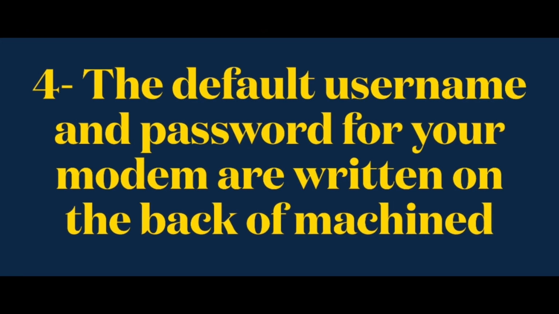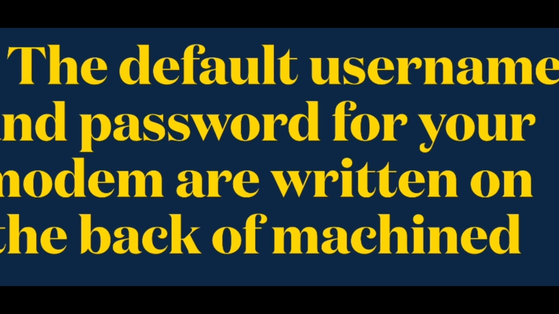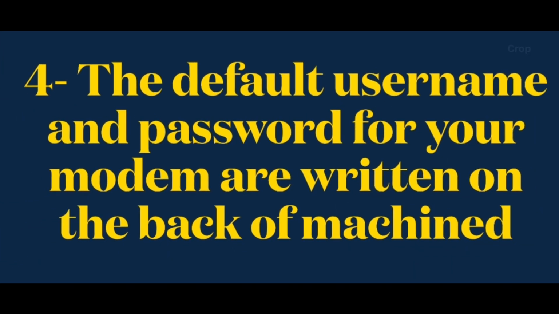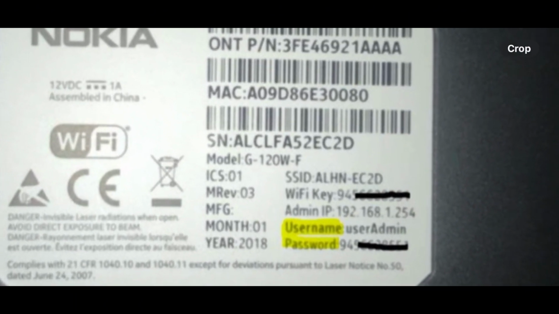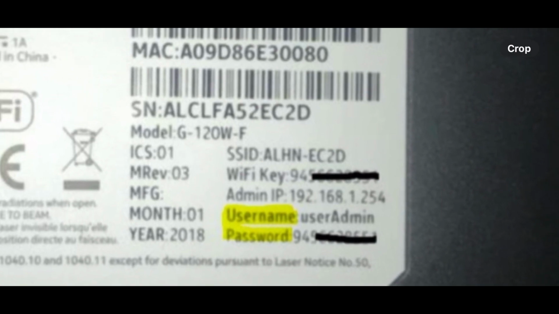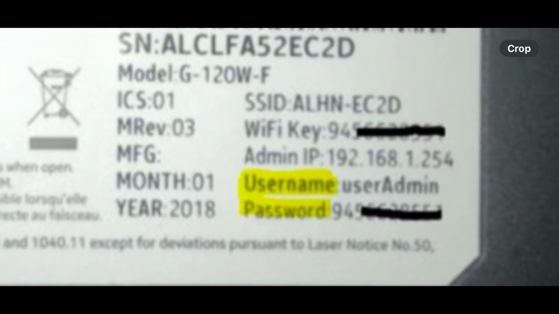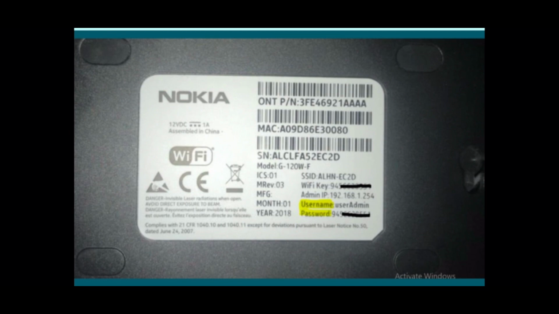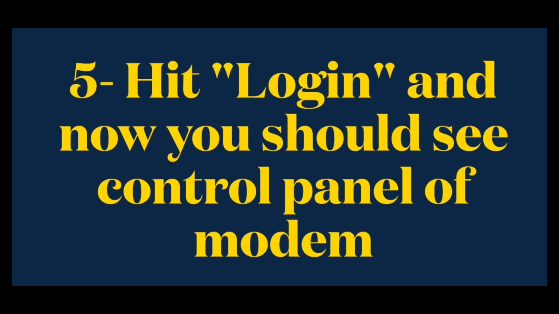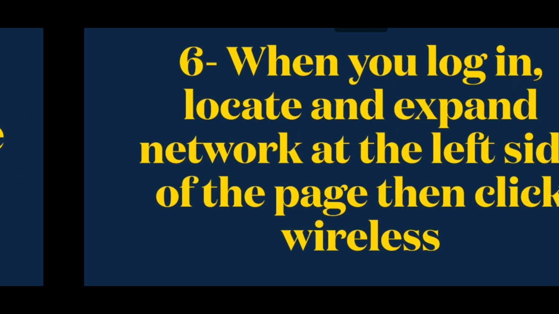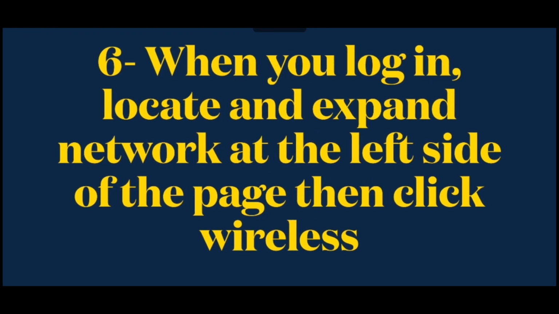4. The default username and password for your modem are written on the back of the machine. 5. Hit login, and now you should see the control panel of the modem. 6. When you log in, locate and expand Network at the left side of the page, then click Wireless.